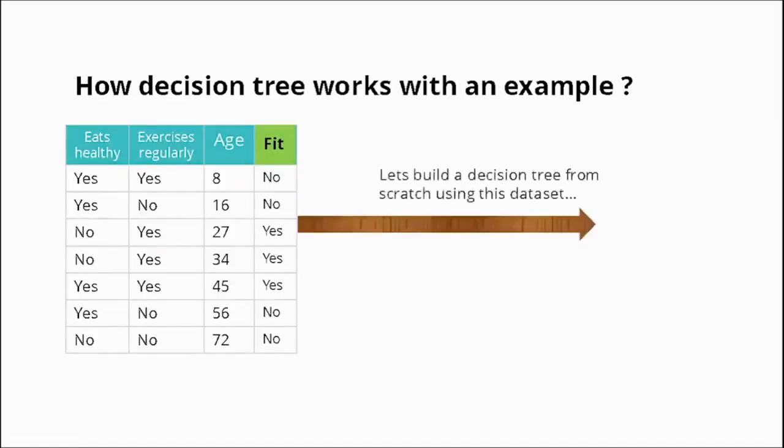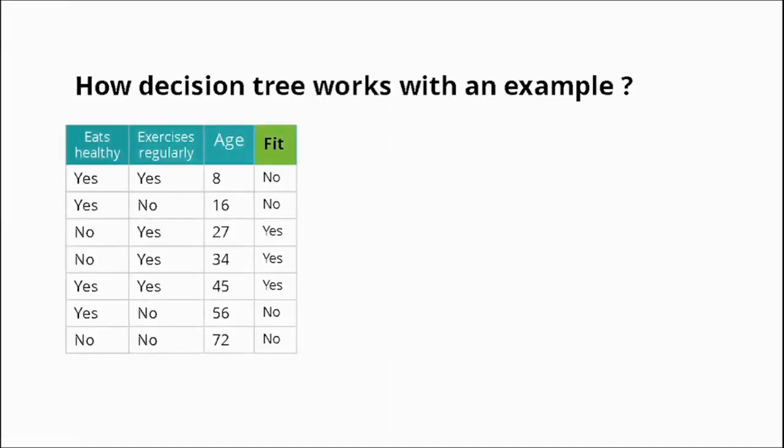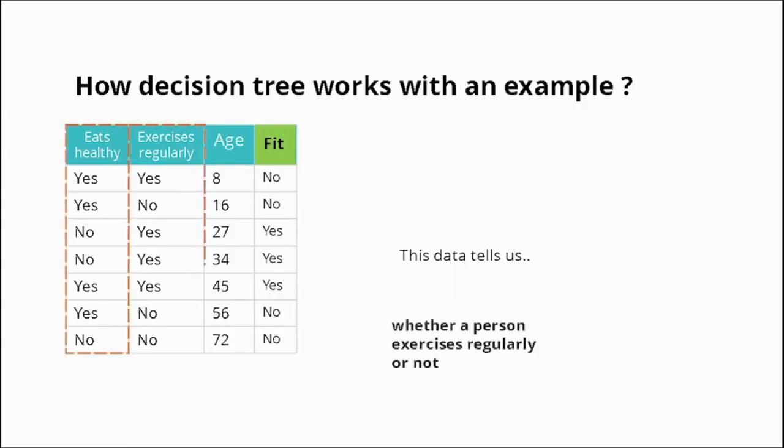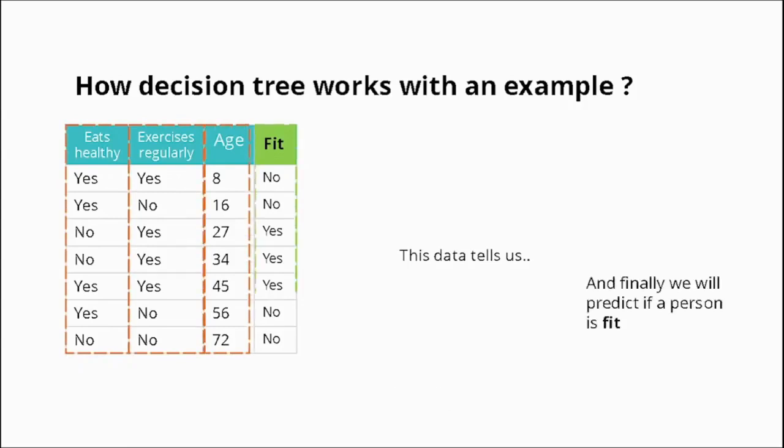Let's build a decision tree algorithm from scratch using this dataset. This dataset tells us whether a person eats healthy or not, whether a person exercises regularly or not. It tells the age of the person. Finally, it predicts whether a person is fit or not.